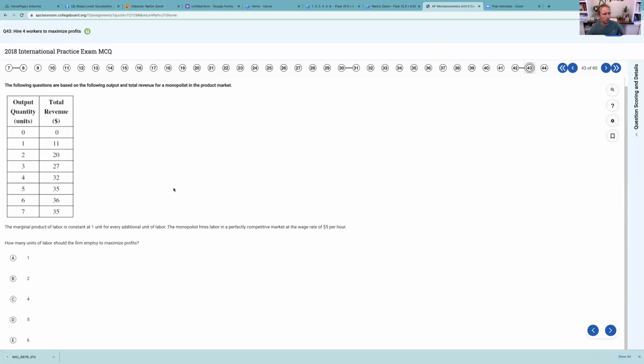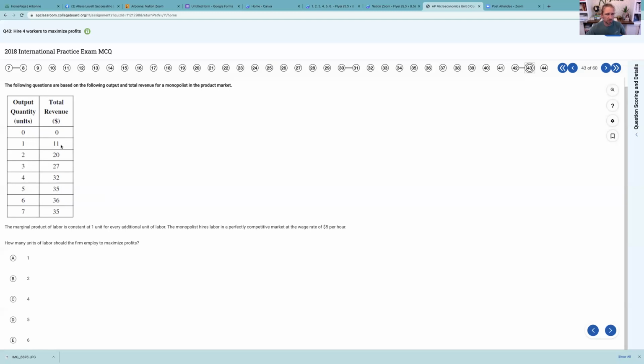The next question, same data. It says the marginal product of labor is constant at 1 unit for every additional unit of labor. Okay, so you're hiring 1 more person each time. The monopolist hires labor. Okay, we got it. How many units of labor should the firm employ to maximize profits? You're paying $5 an hour. So the worker needs to generate an additional $5, right?